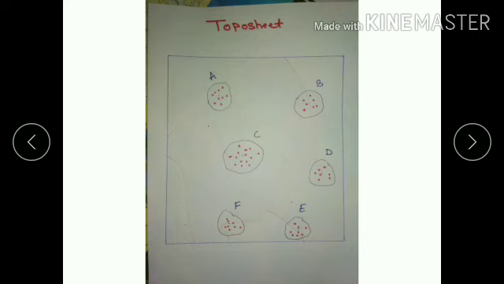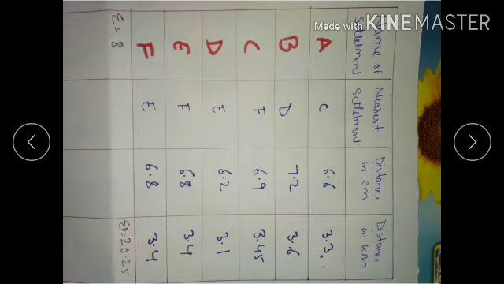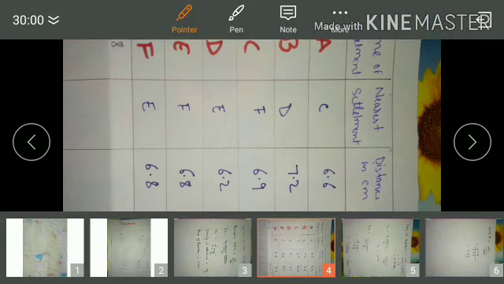So for example, I have calculated the distance between A to B, B to C, C to D, D to E, E to F. After calculating the distance, I got it like this. The distance between A to C is 6.6, B to D is 7.2. So you have to create a column like this, and on the left side you have to take all these A, B, C, D, E, F.